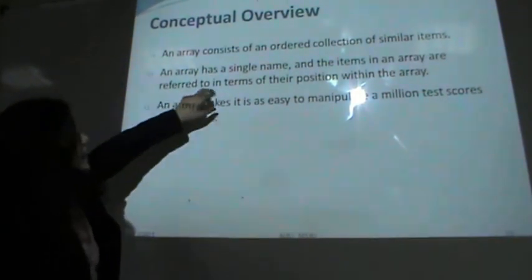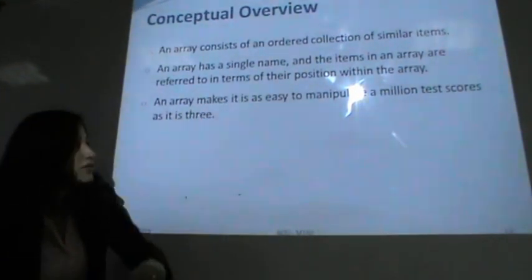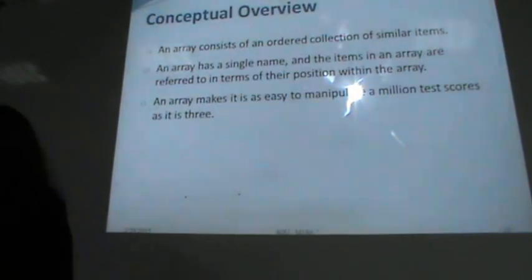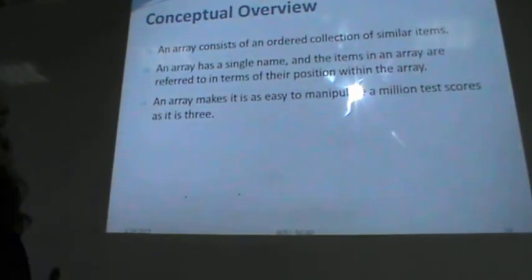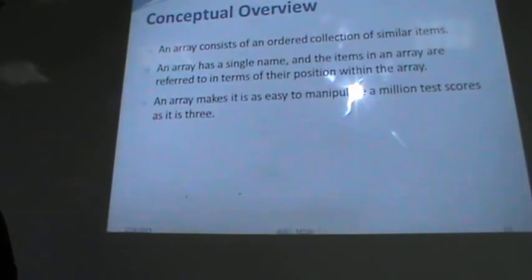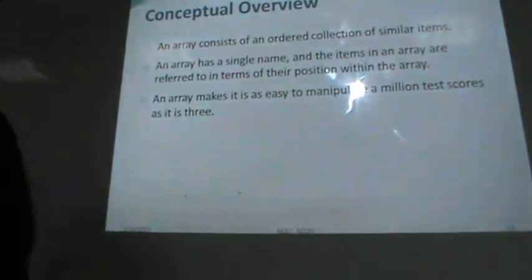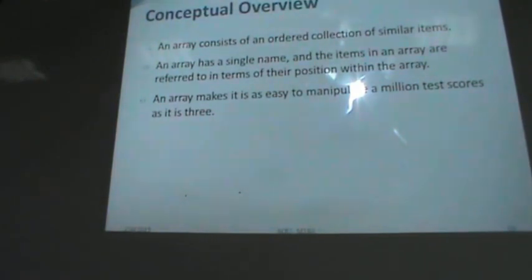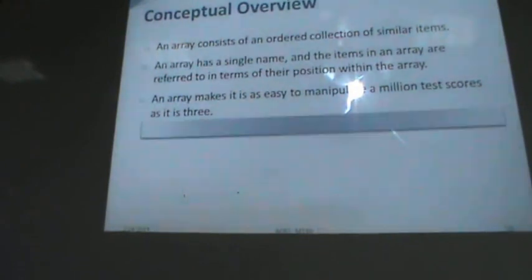An array has a single name, and the items in an array are referred to in terms of their position within the array. Okay? The items inside the array are referred to according to their position. Okay? Array of 5 elements, array of 2 elements. An array makes it easy to manipulate a million test scores as if it were 3. Okay? We can manipulate hundreds or millions of integers as if they were 3 integers.